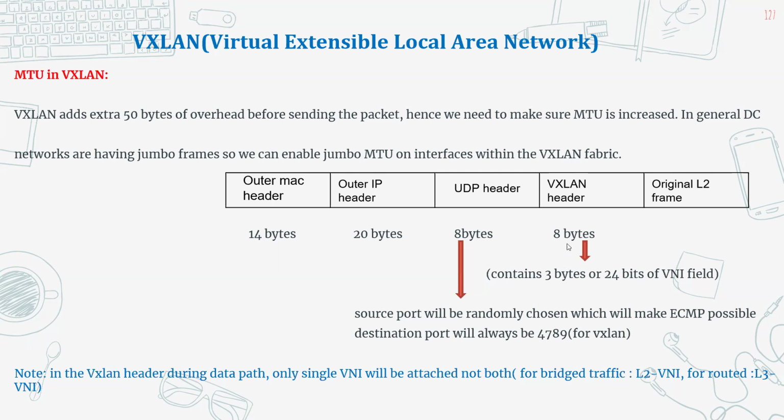There is other information also, but the main thing we need to focus on is the VNI. It will contain a 3-byte VNI field, which has 24 bits. Using these 24 bits, it is possible to have 16 million values. Then it will have the UDP header, which is 8 bytes. The source port is chosen randomly, which is why we are able to see ECMP, or equal cost multipathing, and the destination port will always be 4789.